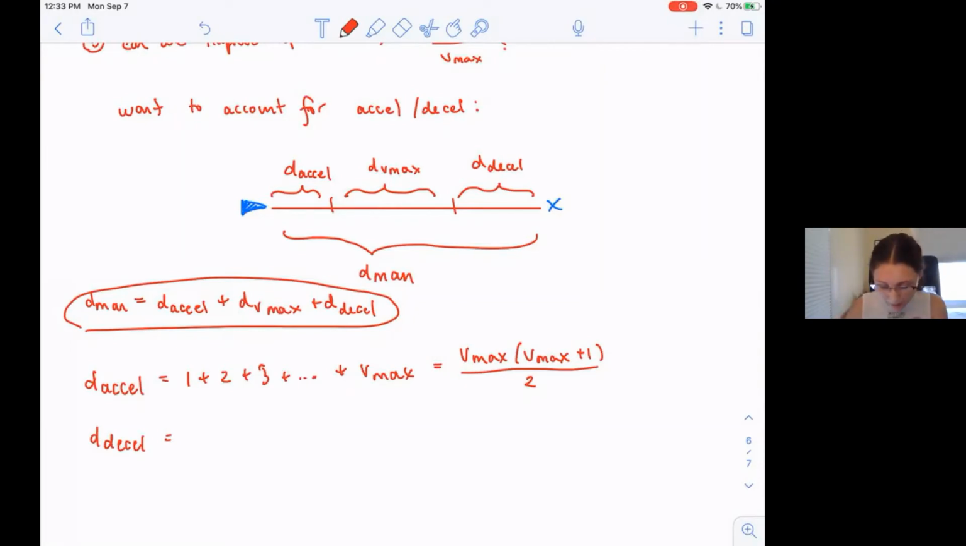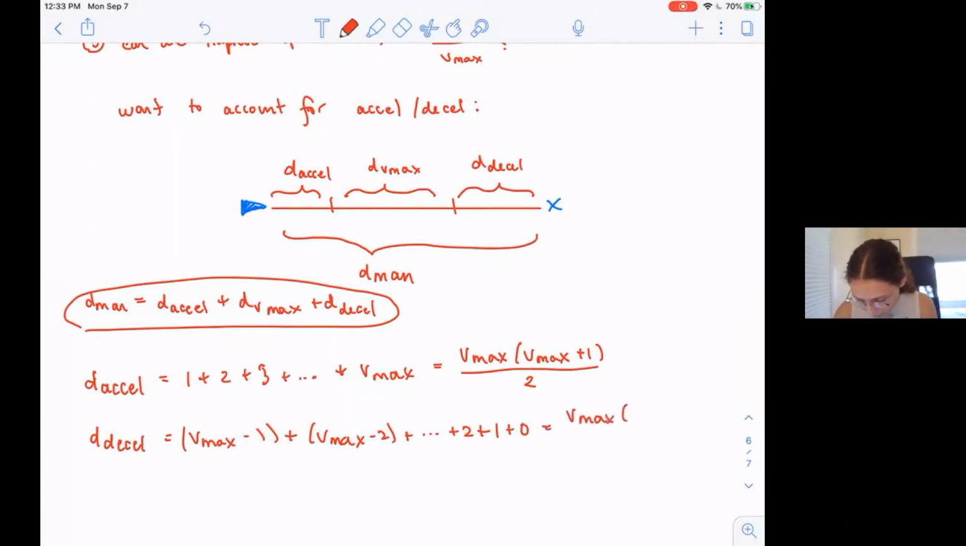So written out in math, that's going to take us v max minus 1 distance plus v max minus 2, plus all the way down to 2, 1, 0. And this total expression can be rewritten again in a slightly simpler form as v max times v max minus 1 over 2.